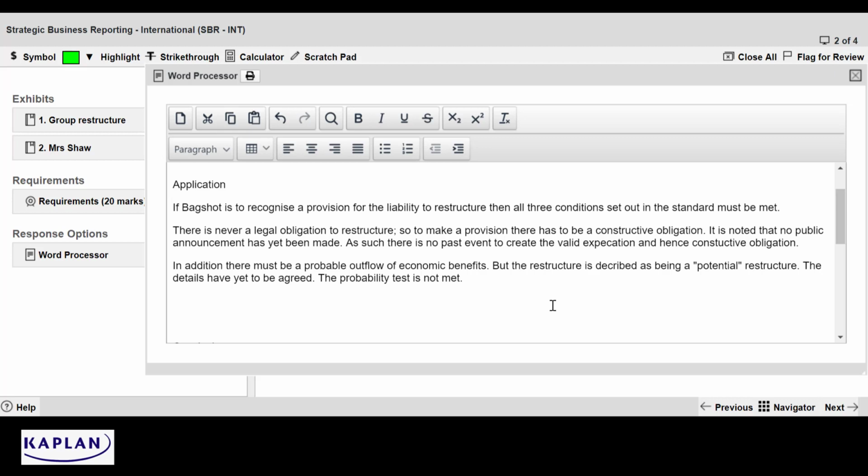And so you can see there I've talked about the obligation, I've talked there about the probability. Now, the third one is reliable measure. Do you know what? I just don't think that turns me on in this particular context because it's not controversial. There's not information around there. So I've talked about the application. That's my little heading, and I can make that bold. And my other heading is then a conclusion. And therefore, I'm going to conclude that we shouldn't be providing.